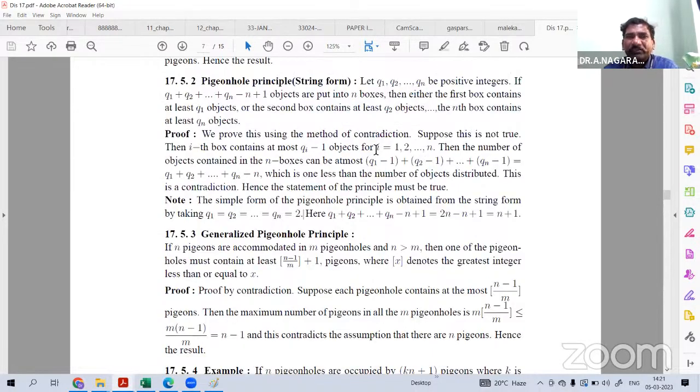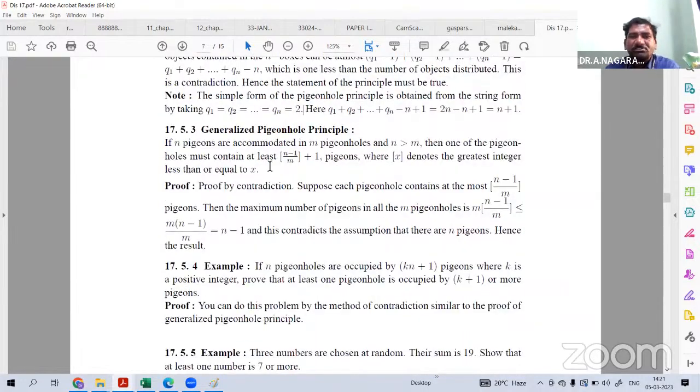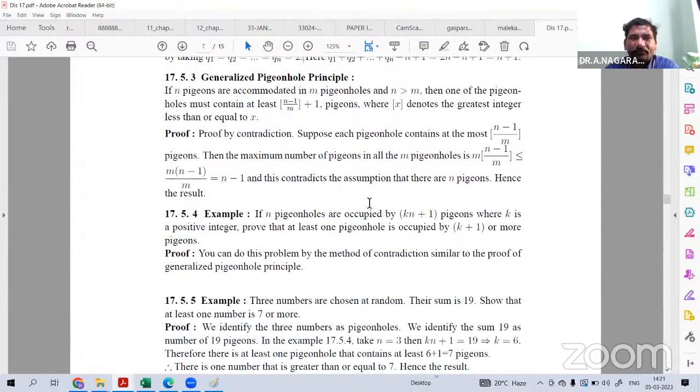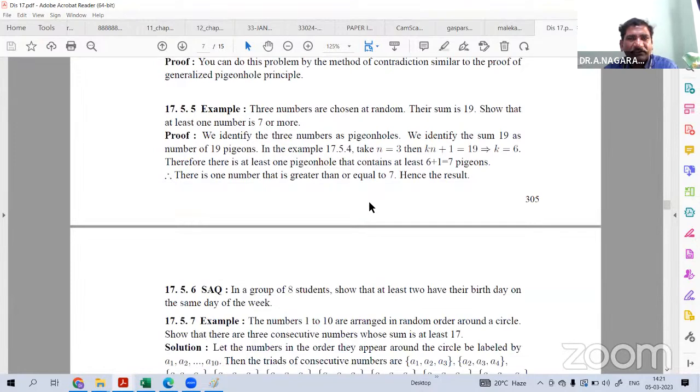Sir, how are we getting this? It is both the simple form and the strong form. The combination of both is the generalization we are giving here. 17.5.3. Yeah, these three you should remember. Next, I will go for that.